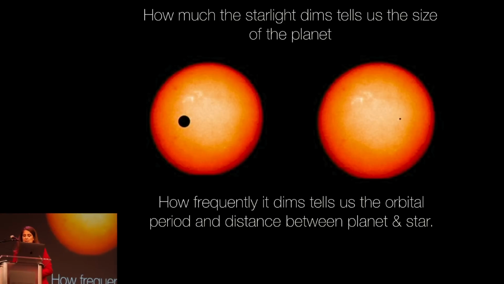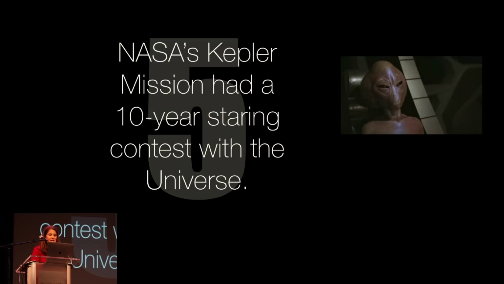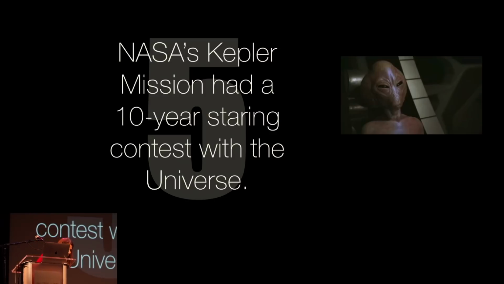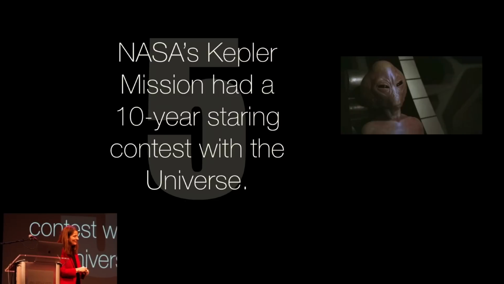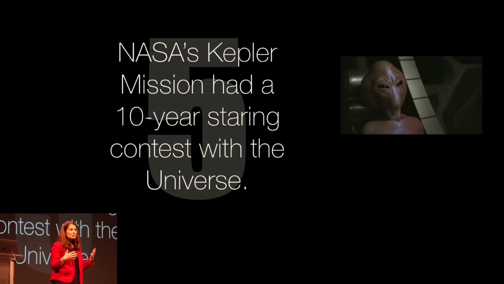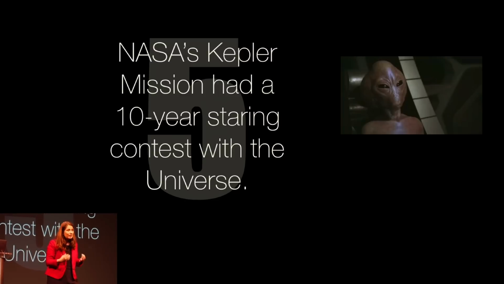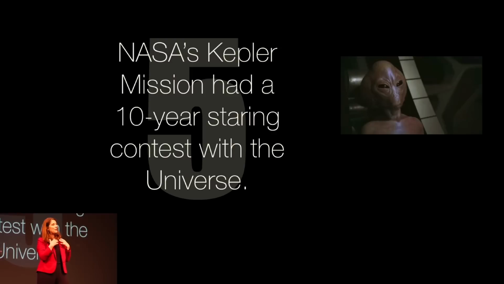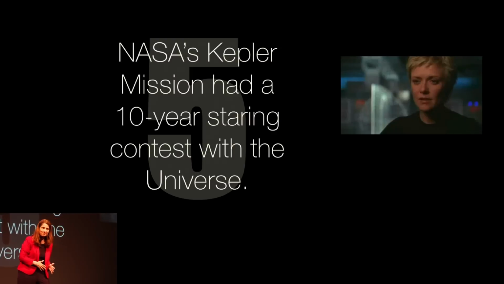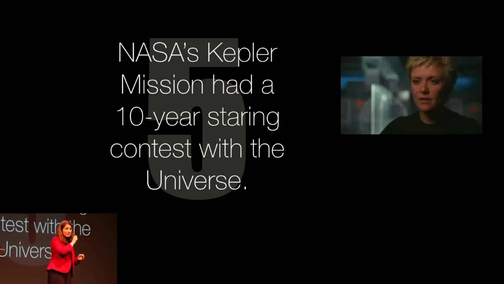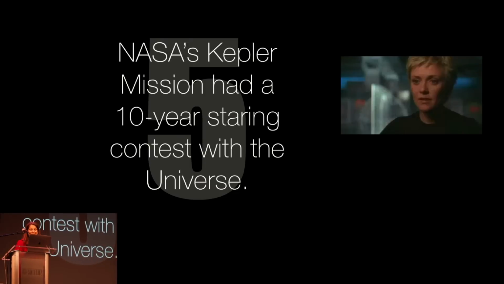Okay. So basically, to summarize, NASA's Kepler mission had a 10-year staring contest with the universe. It had to measure brightness, basically without blinking, of about 170,000 or so stars simultaneously in order to catch these dimmings of light that only last for a few hours. Okay? The ultimate staring contest.